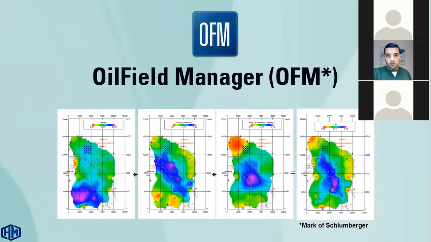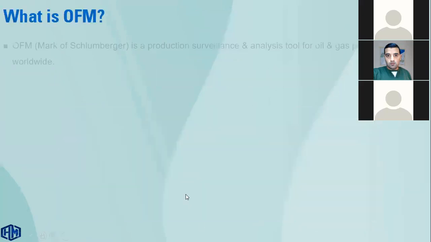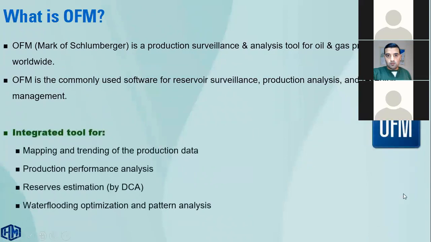And now the applications of OilField Manager, OFM, for decline curve analysis. OFM is widely used software for reservoir surveillance, production analysis, and reservoir management. It's a software from Schlumberger. It's an integrated tool for mapping and trending the production data, production performance, decline curve analysis using the Arps and Fetkovich approach, waterflooding optimization and pattern analysis, and different applications.